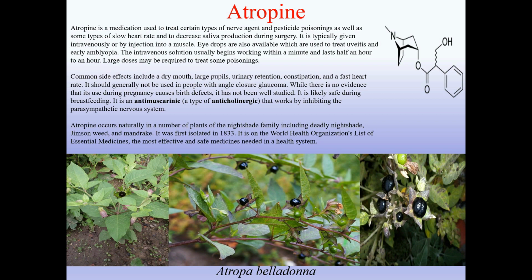Atropine as the prototype of M-cholinoblockers. Atropine is the medication used to treat certain types of nerve agent and pesticide poisonings, as well as some types of slow heart rate and to decrease saliva production during surgery. It is typically given intravenously or by injection into a muscle. Eye drops are also available, which are used to treat uveitis and early amblyopia. The intravenous solution usually begins working within a minute and lasts half an hour to an hour.